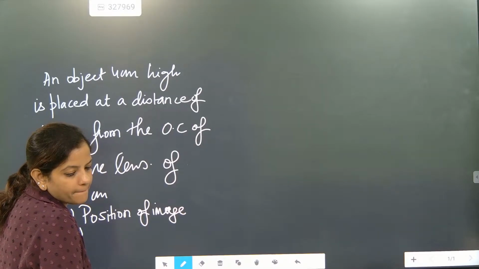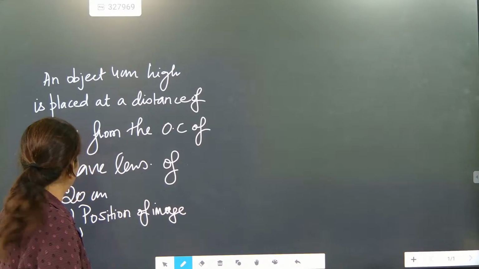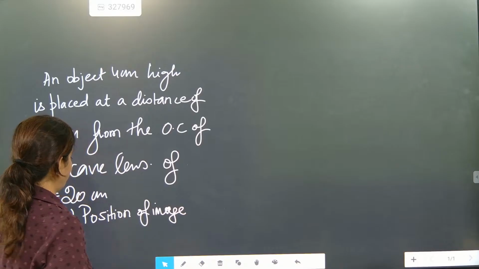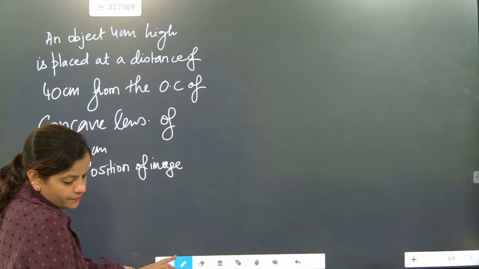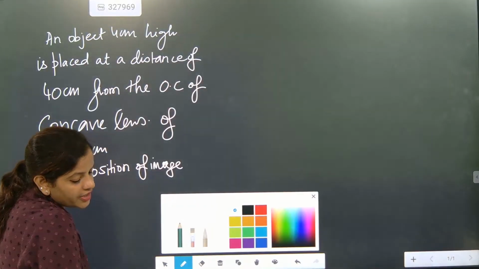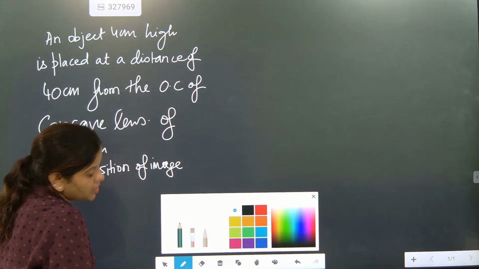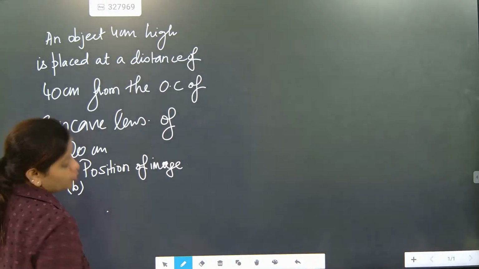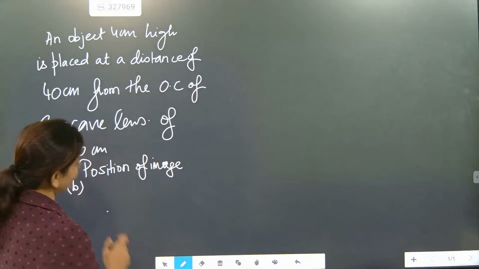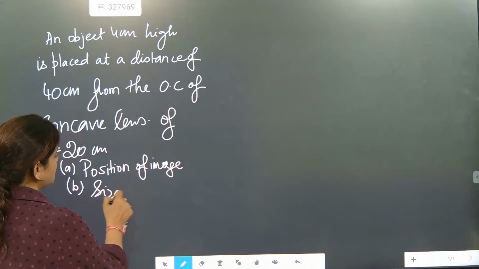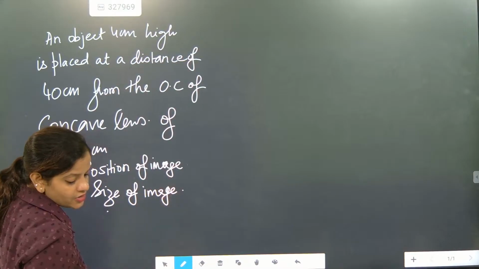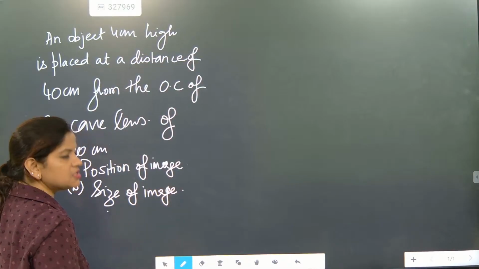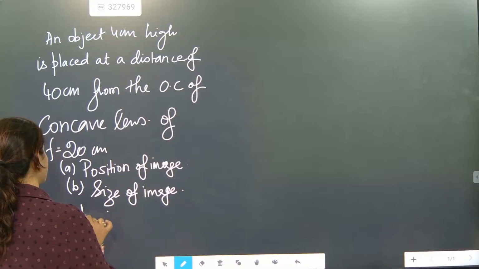Okay. After that, what they are telling is the size of the image. You have to find the position of the image, and after that the size of the image. First is position and then size of image. Characteristics, if you wish, you can write.